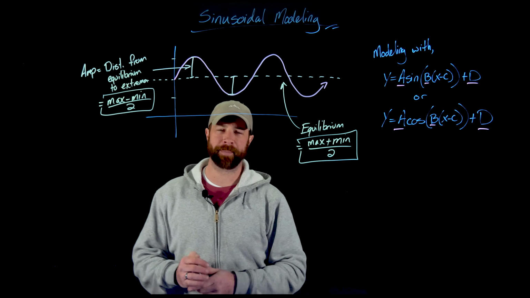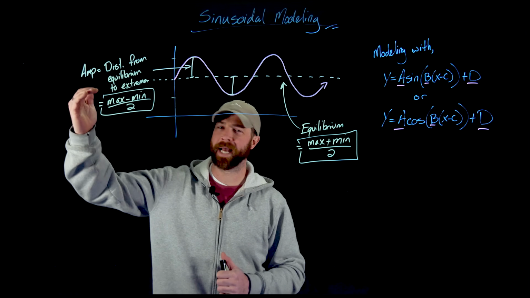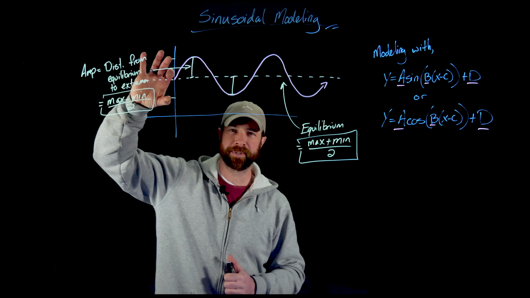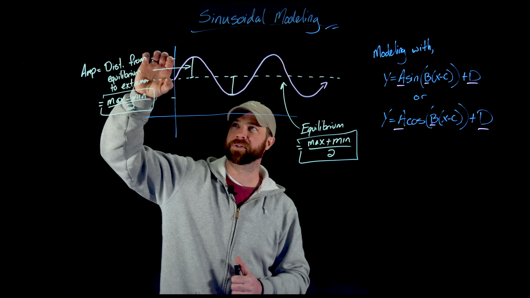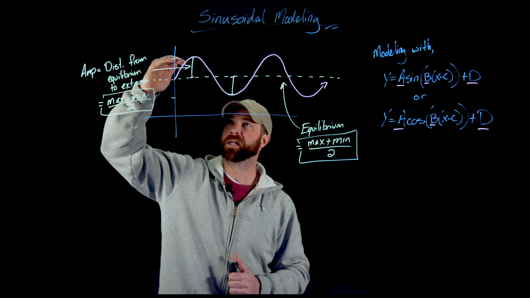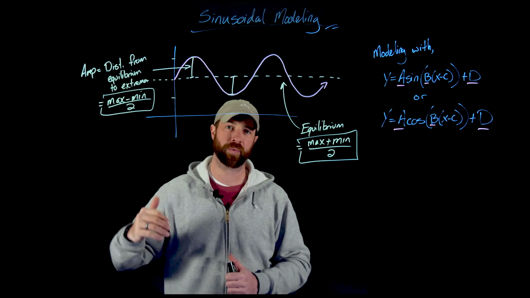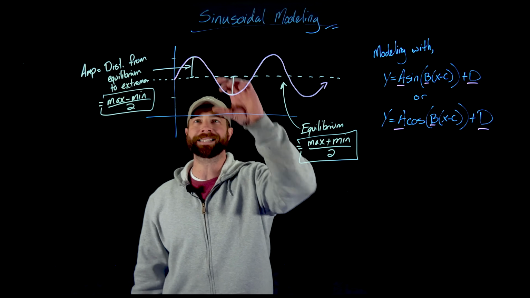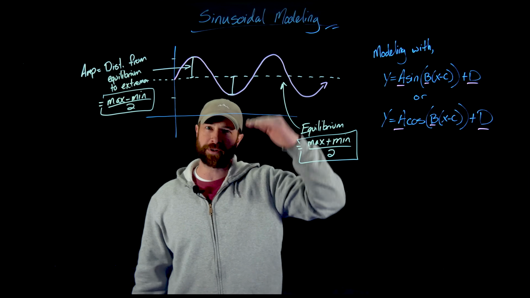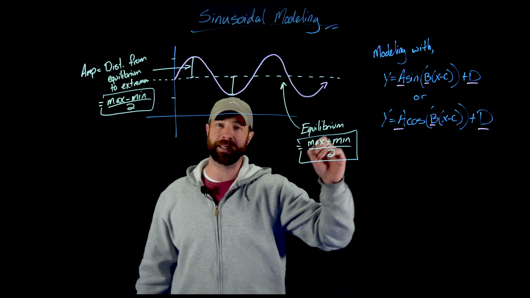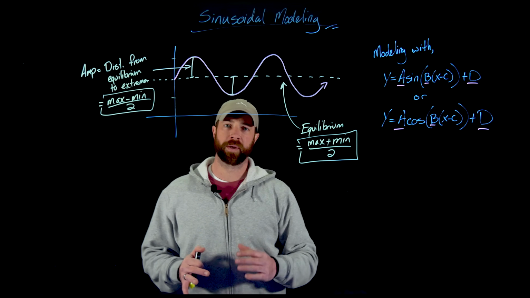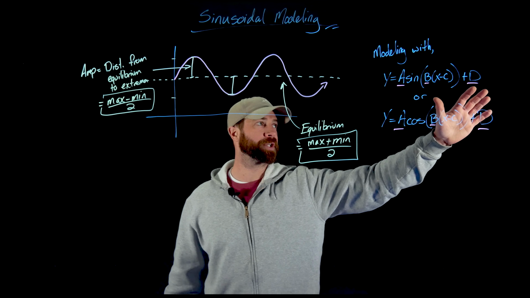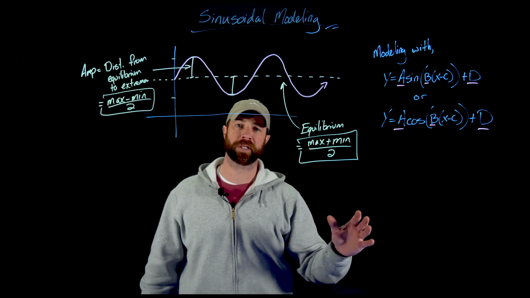And to quickly recap that, because they're both very similar, the amplitude is the distance between the max and the min, so I'm subtracting those and then dividing by 2, because it's only half of that distance between the very top and the very bottom of this wave. The equilibrium is that value, it's that vertical shift, our D value right here, and we find that by taking the average of the max and the min.